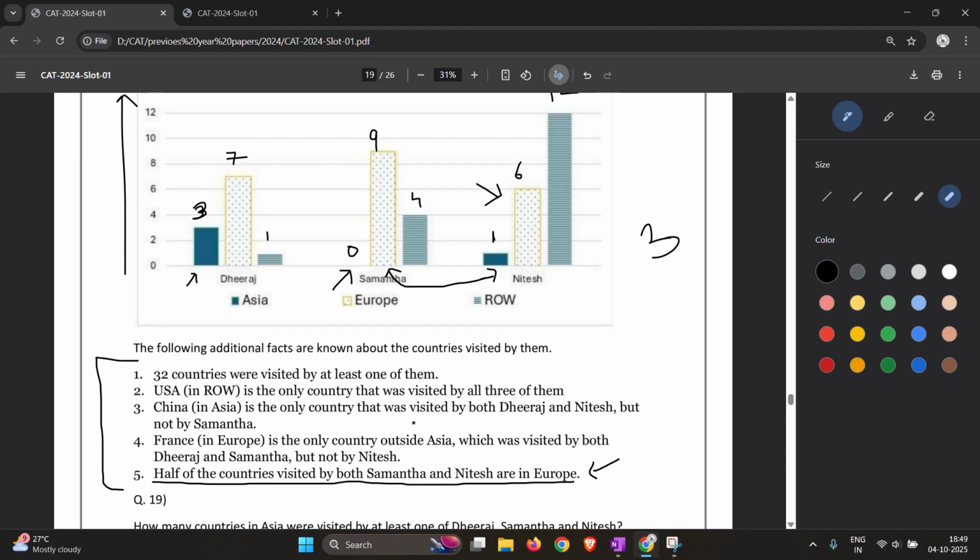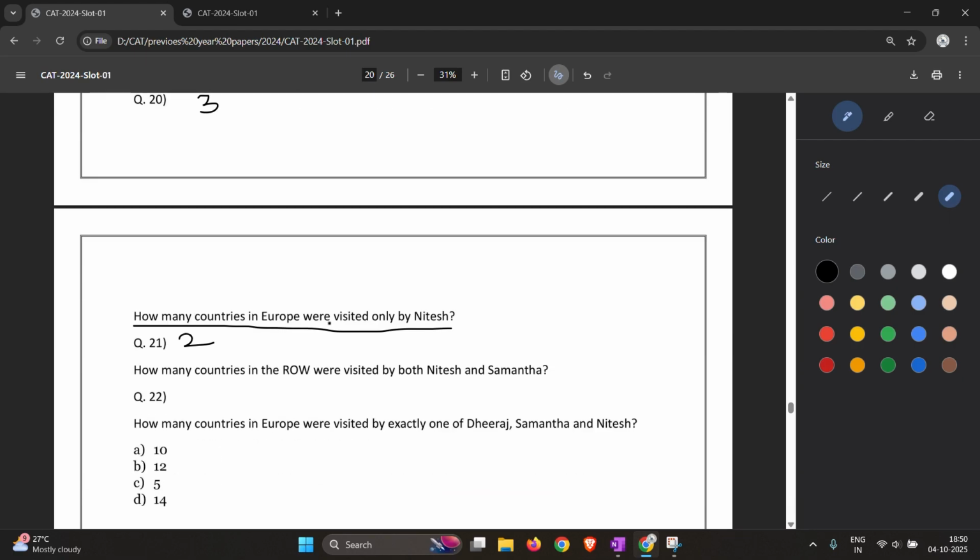And it is also given that Dheeraj and Nitish, yeah, Dheeraj and Nitish. So China is the only country that was visited by both Dheeraj and Nitish, but not Samantha. So the overlap between Dheeraj and Nitish is only China, which is in Asia, not in Europe. So we can say that the only overlap Nitish has with other people is with Samantha, and that is four other countries. So there are only two countries in Europe that only Nitish visited, since from the six, four were also visited by Samantha. So the answer for this is two.